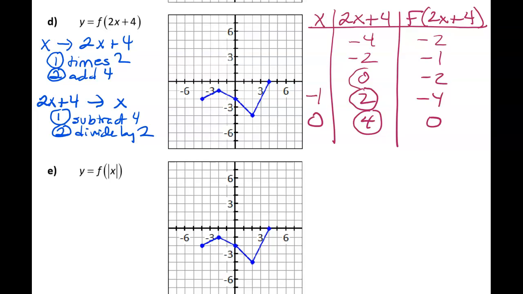And now let's go to 0. 0 minus 4 is negative 4, divided by 2 is negative 2. And now negative 2 minus 4 is negative 6, divided by 2 is negative 3. Negative 4 minus 4 is negative 8, divided by 2 is negative 4.